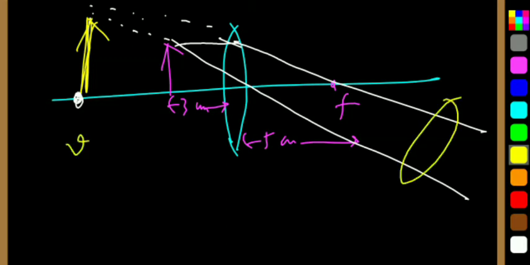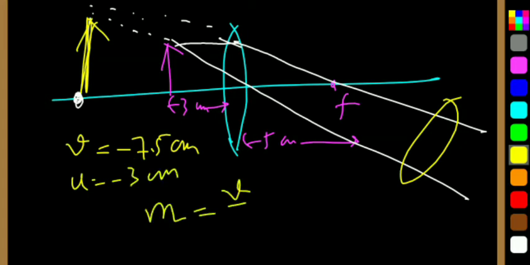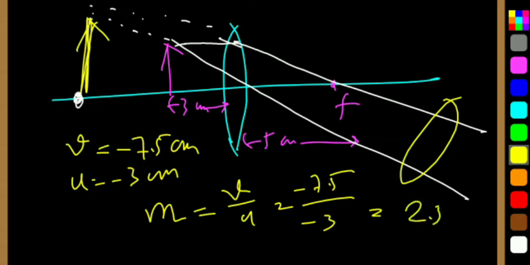These rays will never converge. So V I got minus 7.5 centimeter, U was minus 3 centimeter. So if I find out M, that is the magnification, that is V by U, that is minus 7.5 by minus 3, and that will become 2.5. So the image is 2.5 times magnified. I think this much is clear. Now one more problem I will solve, and that will clear your concepts even further.